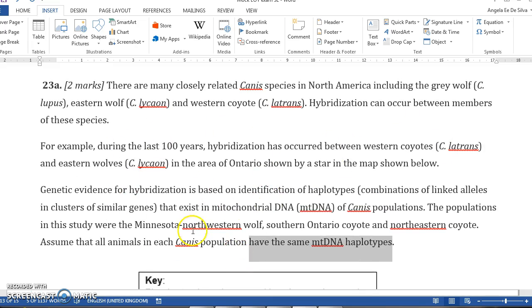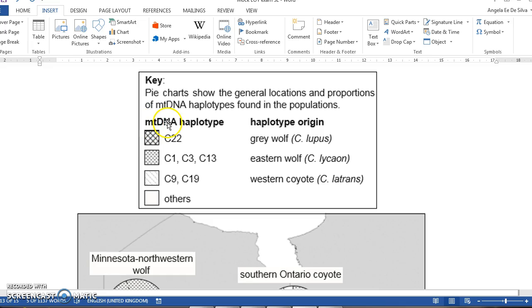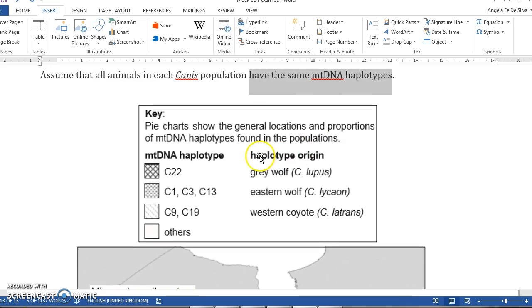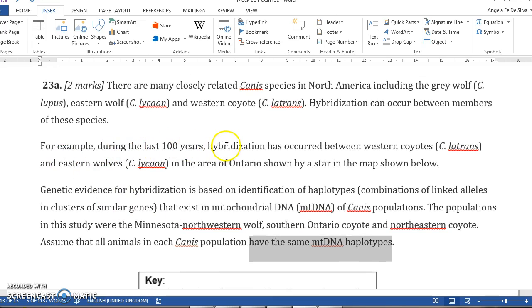So, as a summary, we need to make sure we understand what is being stated in this particular paragraph. And in order to understand it better, let's move down. If you look here, you will see that it states mitochondrial DNA haplotype and haplotype origin. Now, this is where I suddenly realize that the grey wolf, eastern wolf, and western coyote are specific species that used to exist about 100 years ago, because it says there at the top, for example, during the last 100 years, hybridization occurred between these 2 species. But I believe that's what it means, the fact that 3 of them actually hybridized in the last 100 years. So that means we are looking at origin species, which is not stated in this sentence, and therefore you were confused, why did they talk about this?